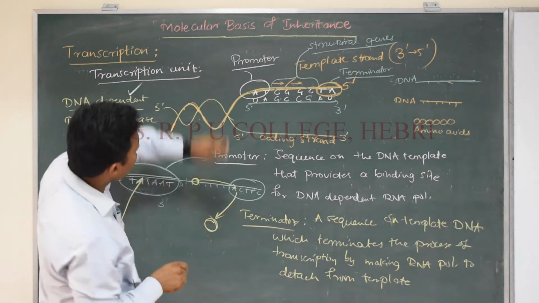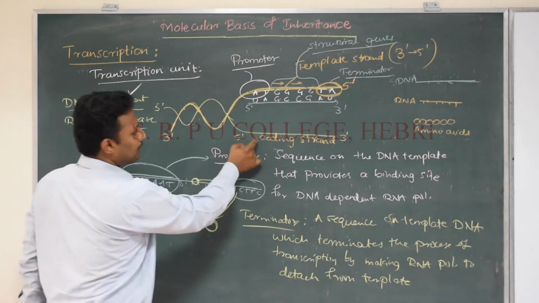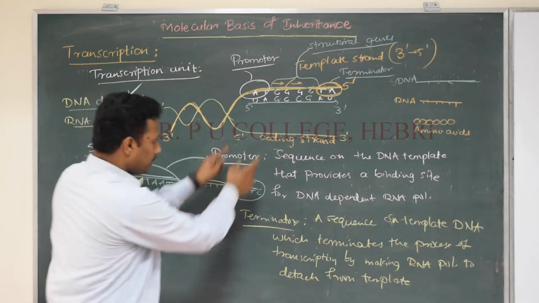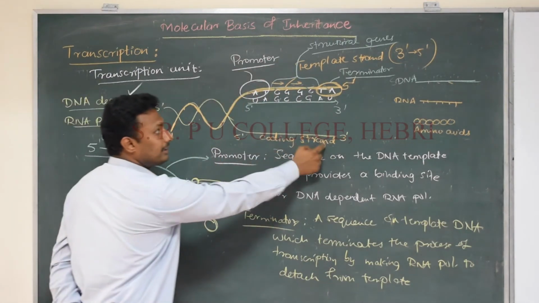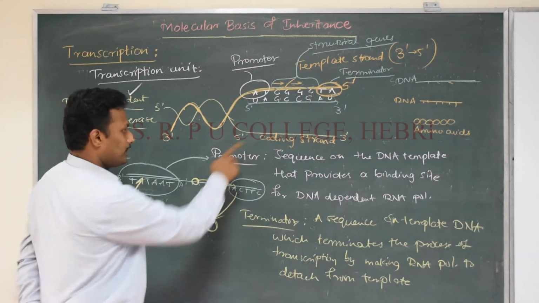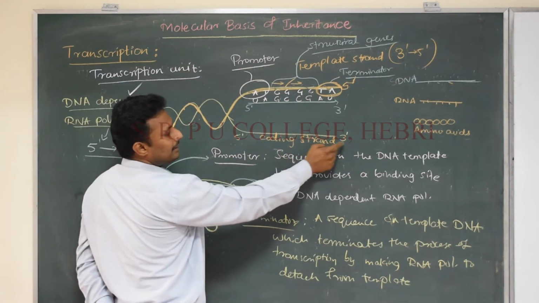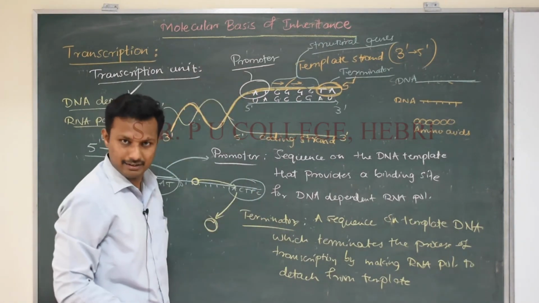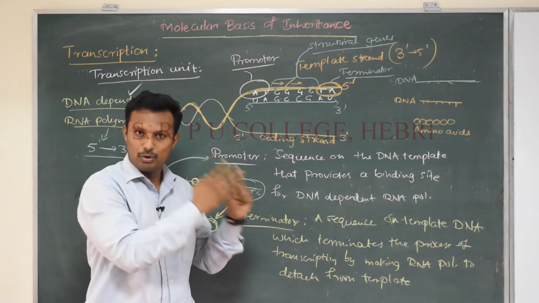if you are talking about the promoter and want to say its exact location, you will say the promoter is located at the 5' end of the coding strand. That means you take the reference of the coding strand. Where is the location of the terminator? The terminator is located at the 3' end of the coding strand. Yes or no? The promoter is located at the 5' end of the coding strand, and the terminator is located at the 3' end of the coding strand, but it is not present on the coding strand, it is present on the template strand, right? So this is how you take the reference with respect to the coding strand.